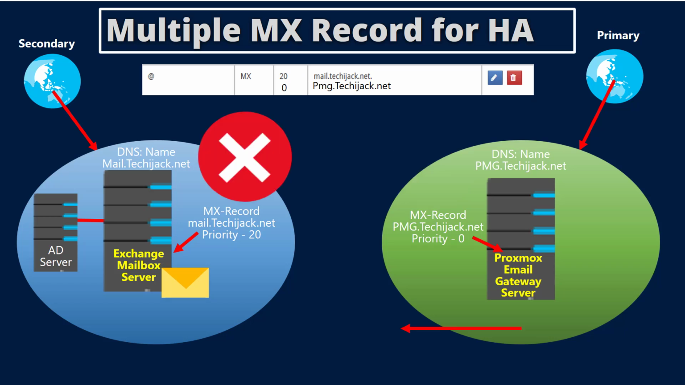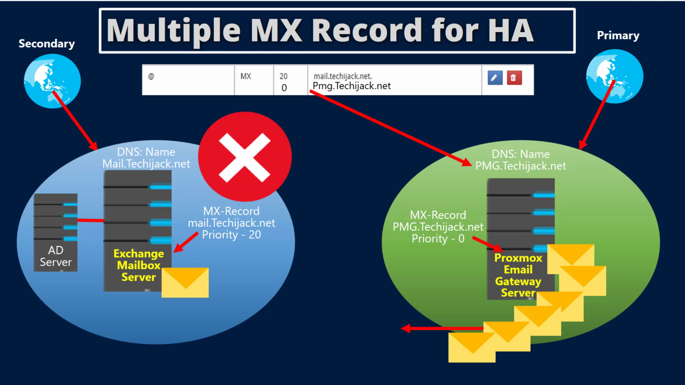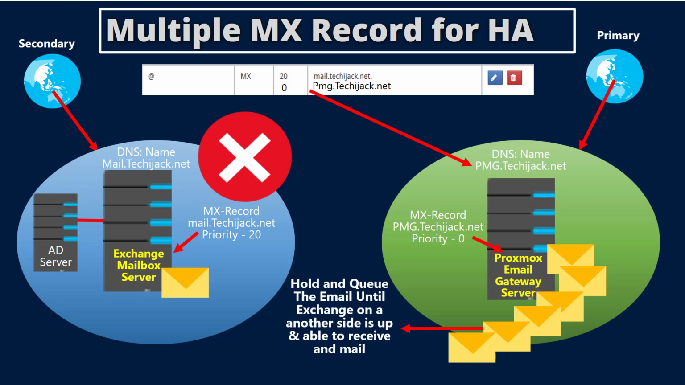You can see the preference is 0 for pmg.techyjack.net, and if someone sends an email to our domain, it will be received by pmg.techyjack.net first due to the low preference in the MX record. But now what about the relaying of the mail, because our secondary site is down? In this case, if our Proxmox Mail Gateway server finds that the secondary site is down, it will hold and queue the email until Exchange on the other side is up and able to receive email.